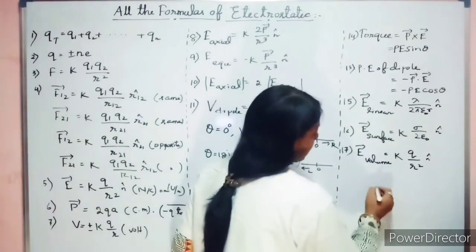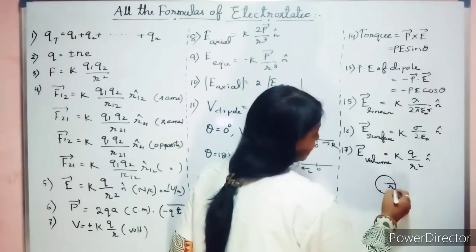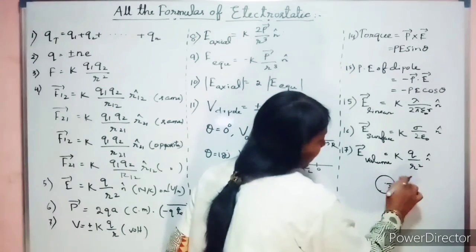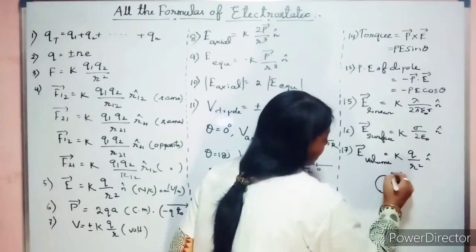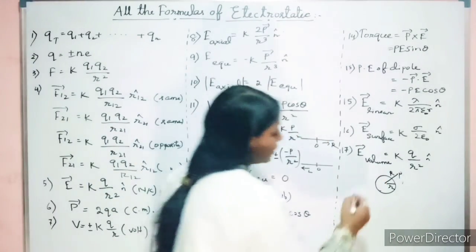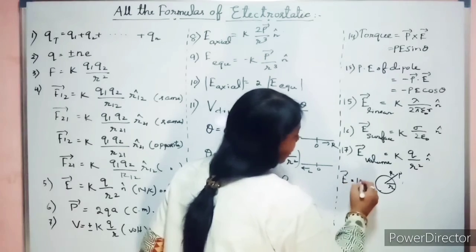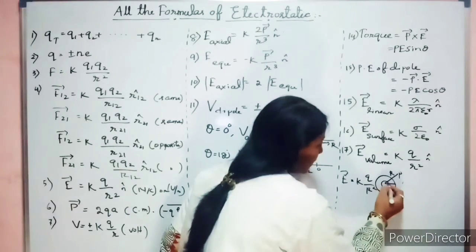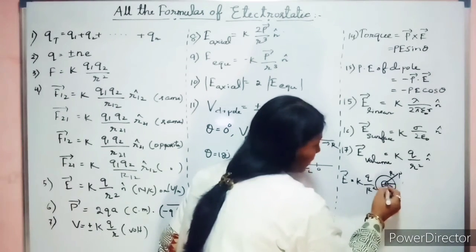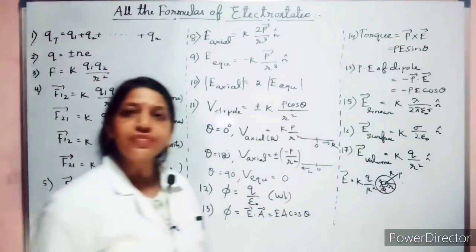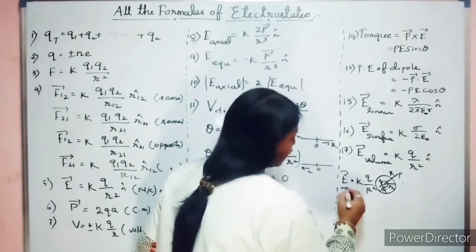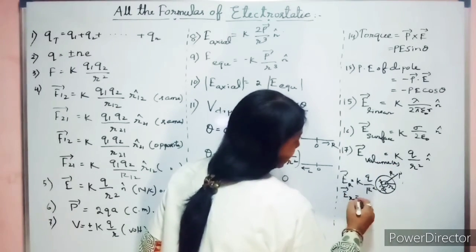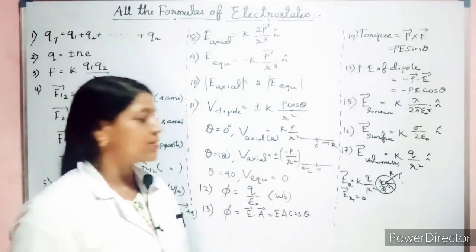Now suppose you are taking a sphere of radius R. Then it is kQ by R square. If you are taking an outer point P, at a distance of capital R, then your electric field will be kQ by capital R square. Clear? Now suppose you are taking one inside point, let it be Q, where the distance is small r1. Then in such a case, your electric field inside will be 0.